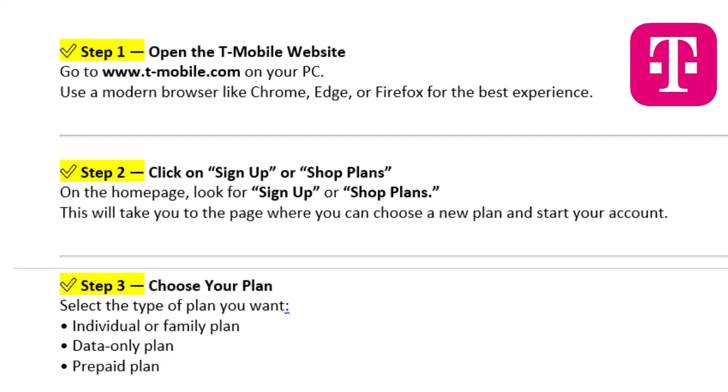Step 3. Choose your plan. Select the type of plan you want: individual or family plan, data-only plan, or prepaid plan. Take a moment to compare plans. T-Mobile often has promotions or bonus data options that save money.